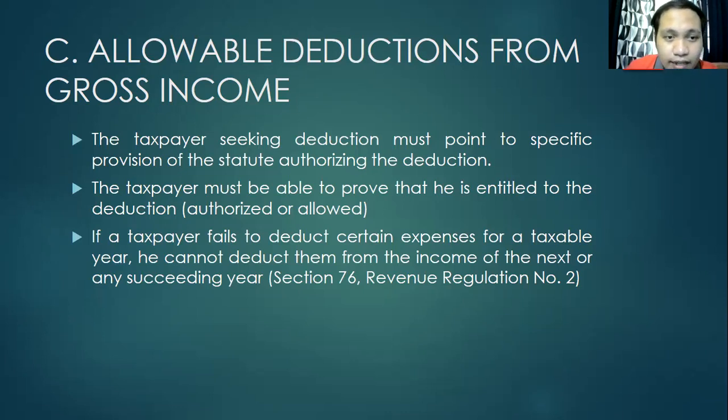And if a taxpayer fails to deduct certain expenses for a taxable year, he cannot deduct them from the income of the next or any succeeding year. So for example, your expenses that are deductible in the year 2019, you cannot use that as a deduction for 2020. You must be able to maximize that and use that in the taxable year 2019. Get it?